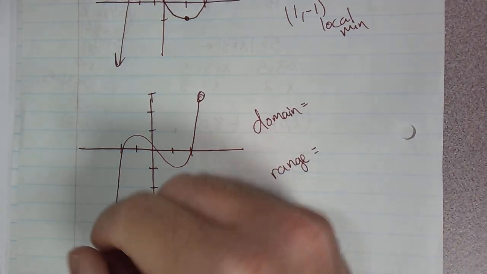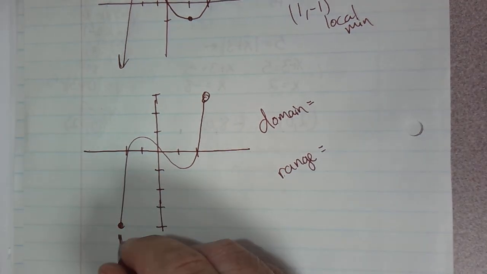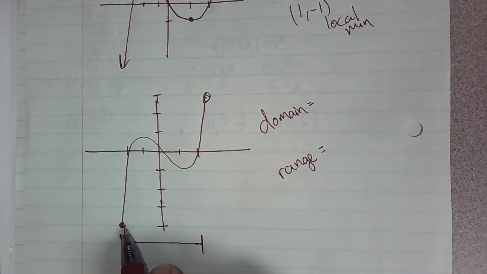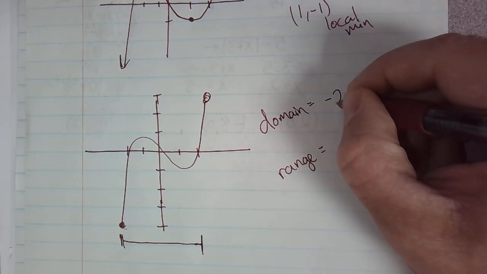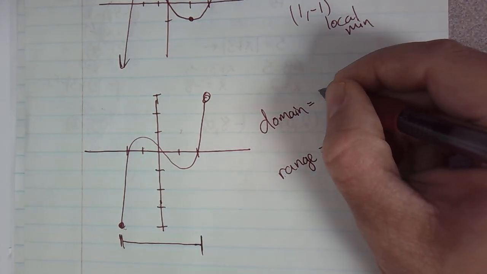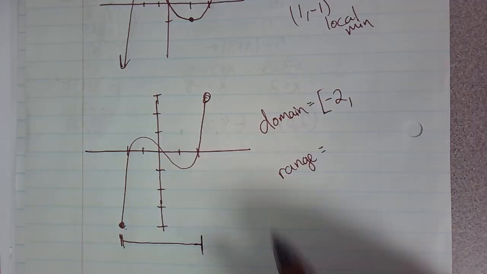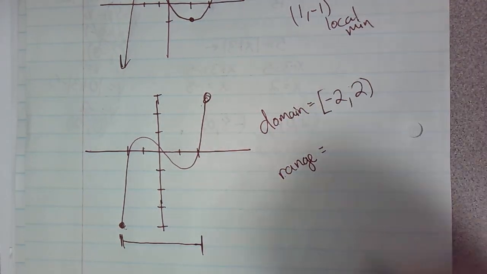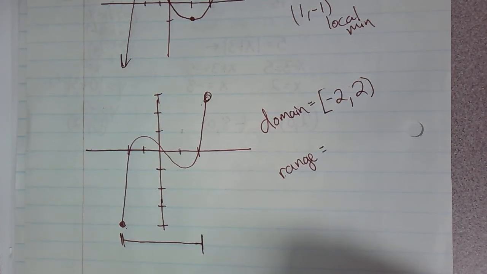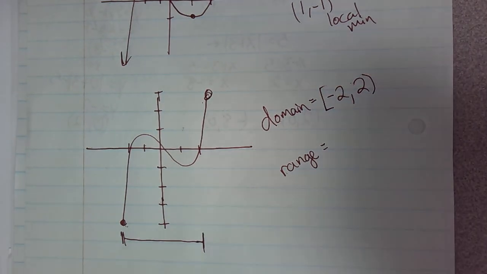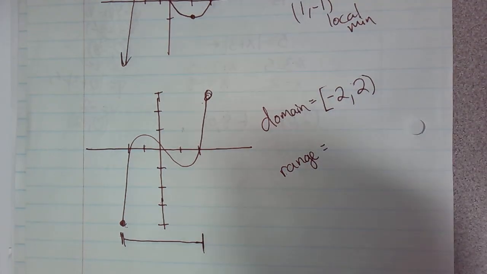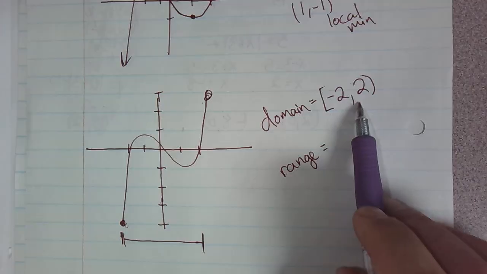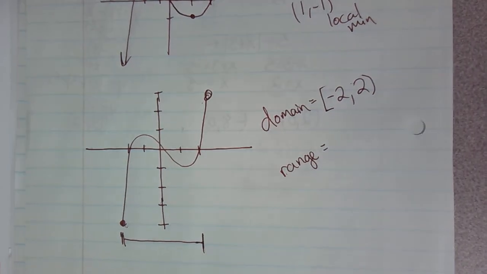Domain is left to right, going left to right across your region. When I start on my left side, that is negative 2. Bracket or parentheses? Bracket. On the right side, I go to 2. That is a parentheses. Any questions on domain? Wait, is it always bracket parentheses? No, no. It's because I have a closed dot. Closed dot is bracket. Open dot is parentheses.